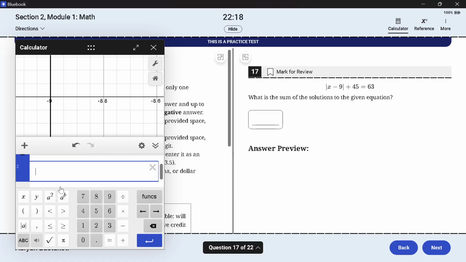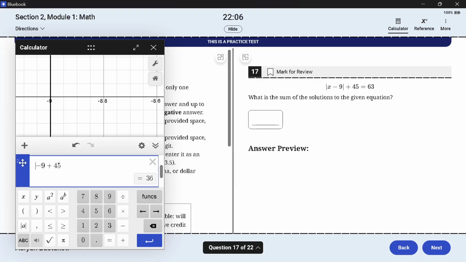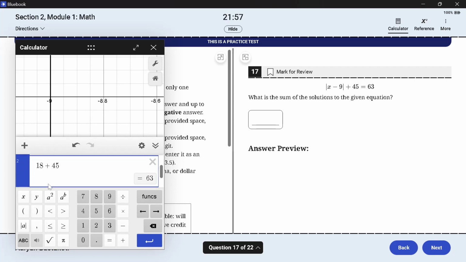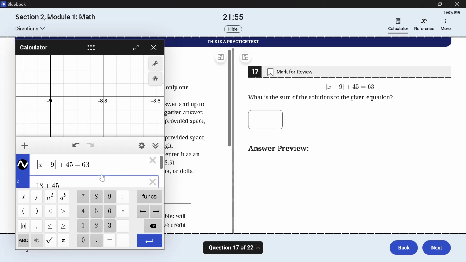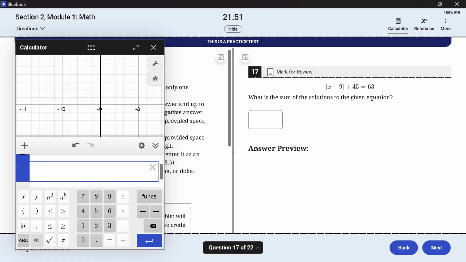27 minus 9 is 18, and plus 45 is 63, it's correct. And minus 9 minus 9 is minus 18, and since it's inside the modulus it's 18, so 18 plus 45 is 63, it's correct. So minus 9 and 27 are the answers, so the sum would be 27 minus 9, that is 18.